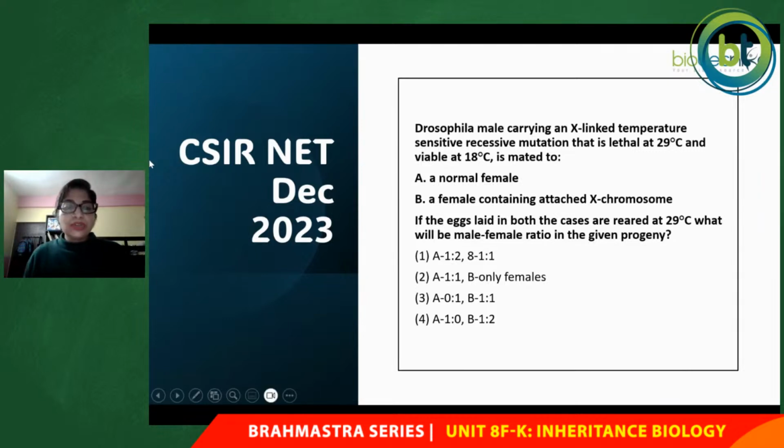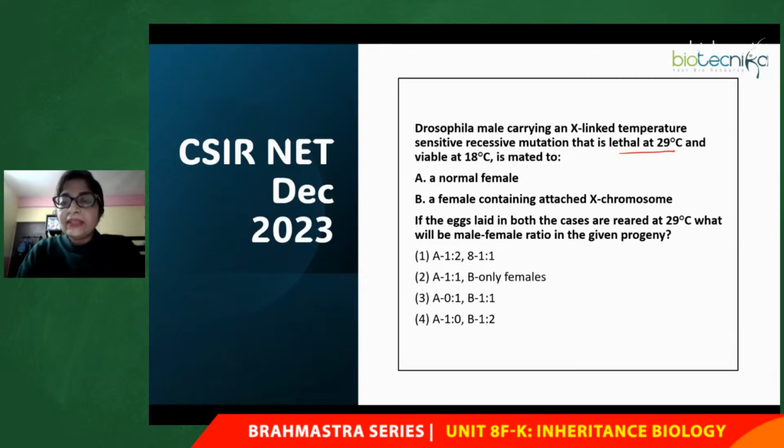So this is the first question, which is from CSIR NET December 2023. Okay, the last exam itself. This question says that a Drosophila male carrying an X-linked temperature-sensitive recessive mutation that is lethal at 29 degrees Celsius but viable at 18 degrees Celsius. Okay. Now, what is it saying? That it is talking about an X-linked temperature-sensitive recessive mutation.